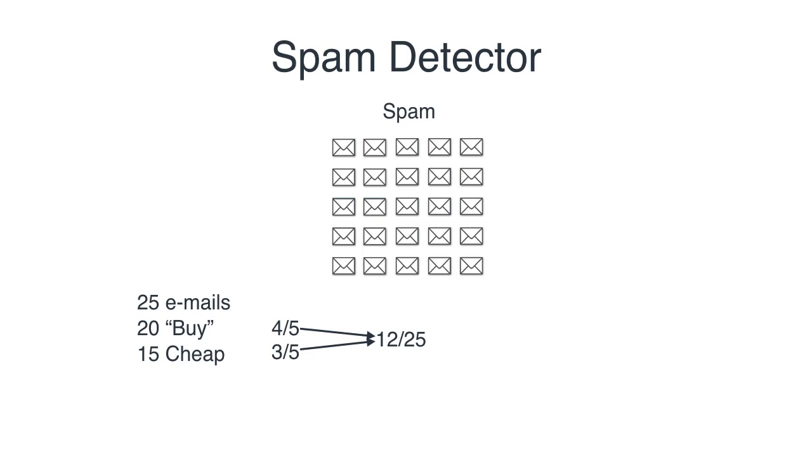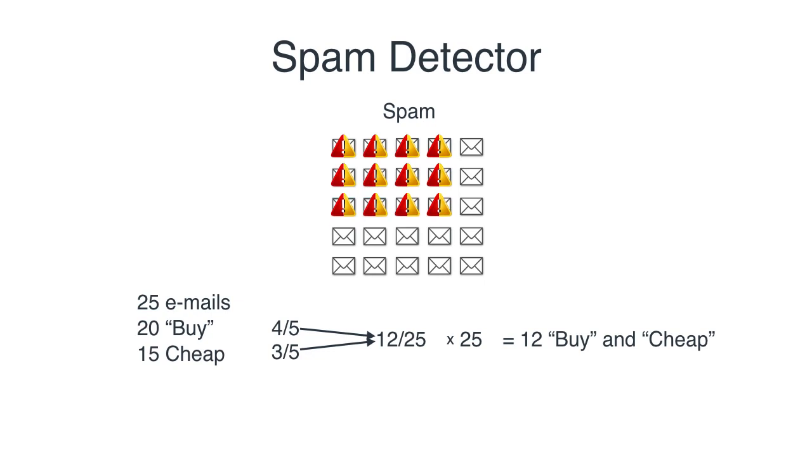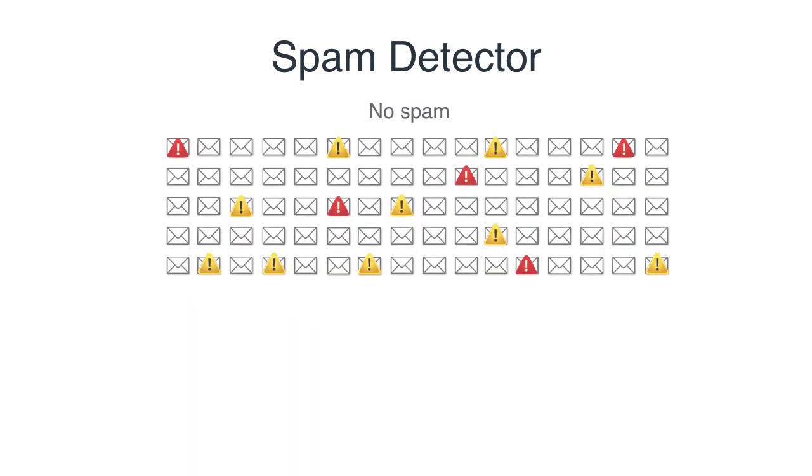So in order to find the actual number, we multiply by 25 and we get that 12 emails have the words buy and cheap. So that was kind of lucky that we actually did find 12. We're not going to be that lucky in the other case, but we can still do it, right?